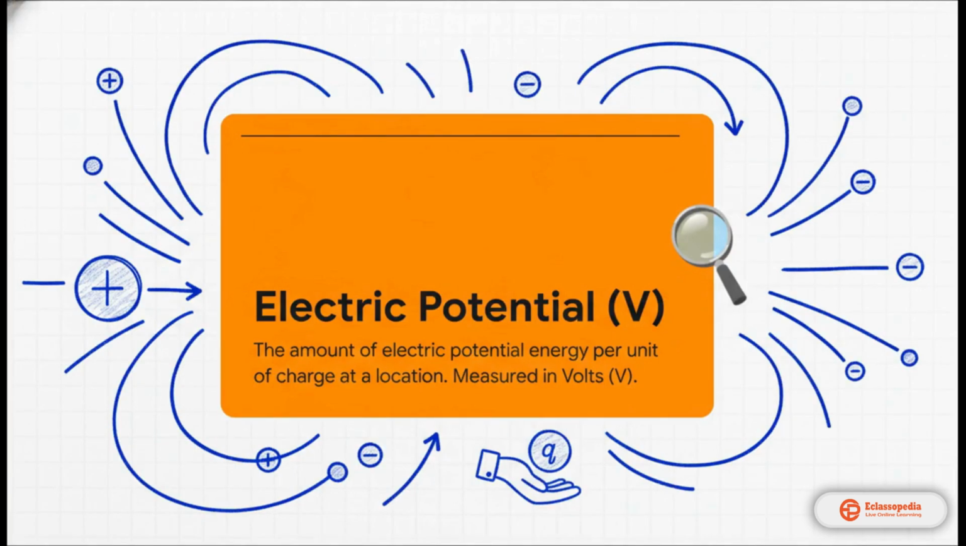We measure this electrical height with something called electric potential, but you definitely know it by its more common name, voltage. Now here is the absolute key insight. Voltage is not energy. It is potential energy per coulomb of charge. This is so important. It means voltage is a property of a location in the field. The voltage is there whether you put a charge there or not.